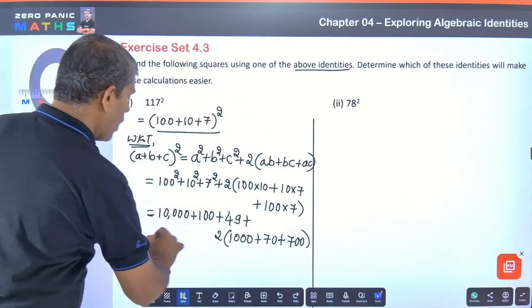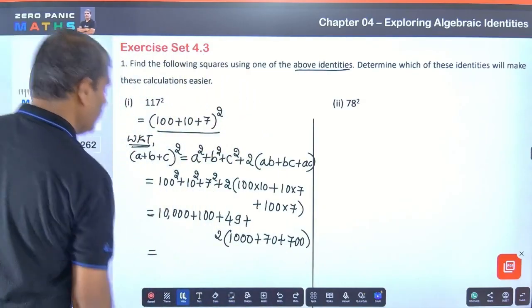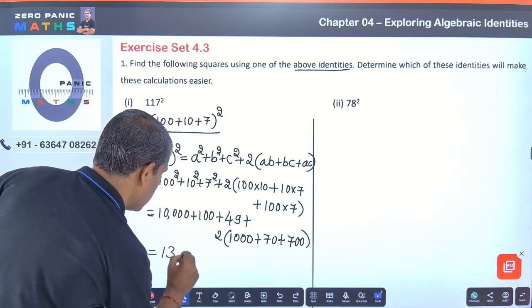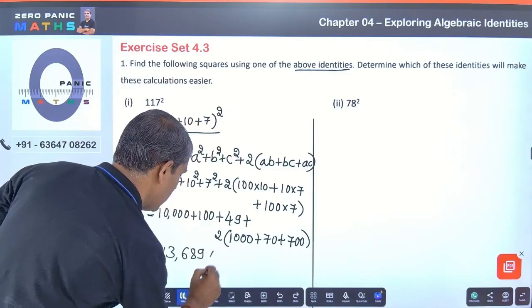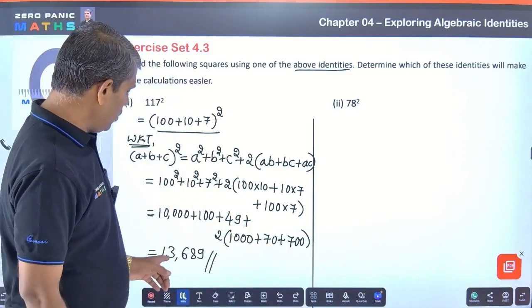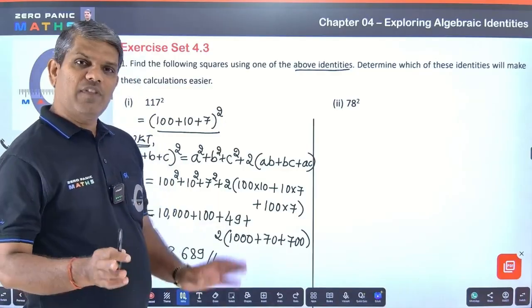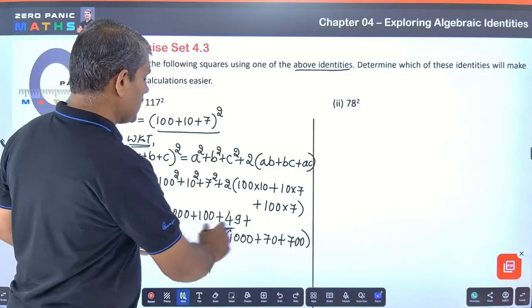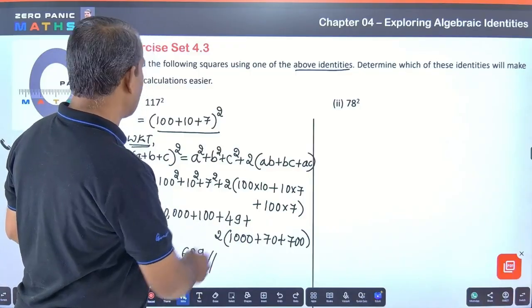So the total of all this will be equal to 13,689. You can calculate by summing up all these. This will lead to 13,689. If there are any mistakes in the summing up, you can correct those things.